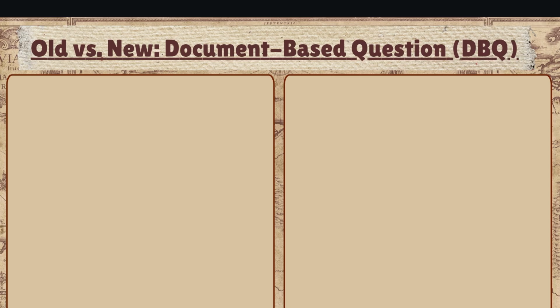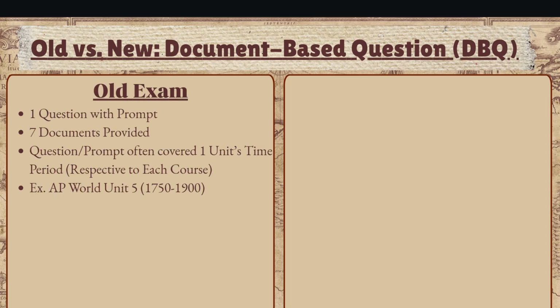Moving on to the DBQ. During the old exam, it was a question in the form of a prompt, as I said before, and then they provide you with 7 documents to support whatever your argument was to that prompt. The question and prompt will often cover one unit's time period, which is different for each course. So for example, a DBQ for AP World could be on Unit 5, which is from the years 1750 to 1900.